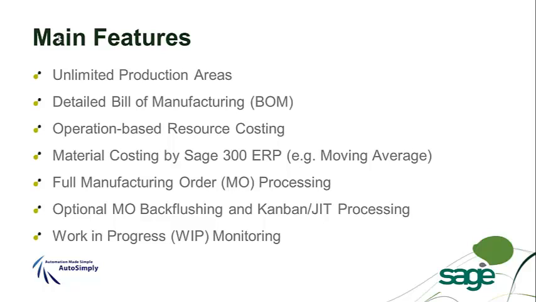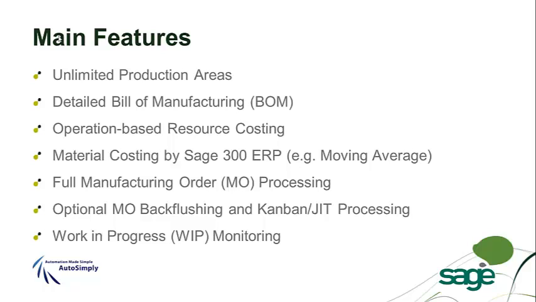Autosimply manufacturing allows for an unlimited number of production areas. We have a detailed bill of manufacturing where we can define operations with material requirements and resources. Costing is determined by the Sage 300 inventory control module. This means we can support FIFO, LIFO, standard, or average costing for the raw materials.